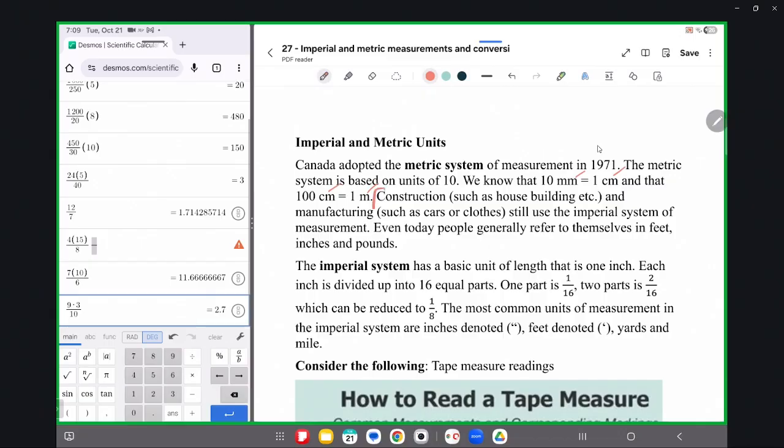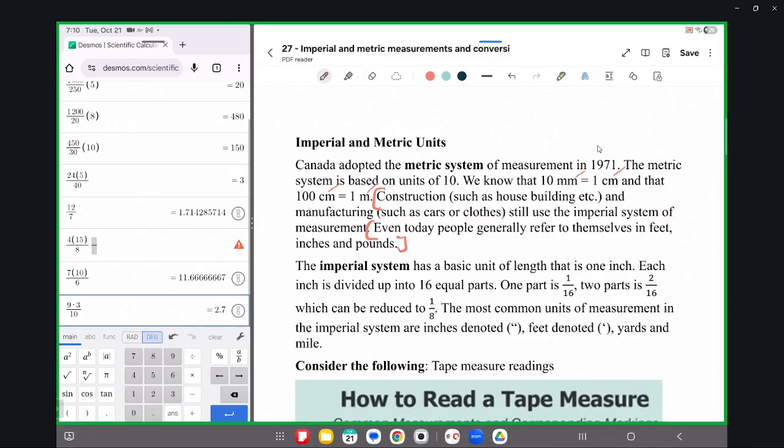construction, such as house building, and manufacturing, such as cars or clothes, still use the imperial system of measurement. That is due to our neighbors to the south, who are using the imperial system, and consequently we have to know it as well. And even today, people still generally refer to themselves in feet, inches, and pounds. And so what I mean by that is, if you ask somebody how tall they are, they might reply 5 something or 6 something. If you ask somebody their weight, they're going to tell you that in pounds.